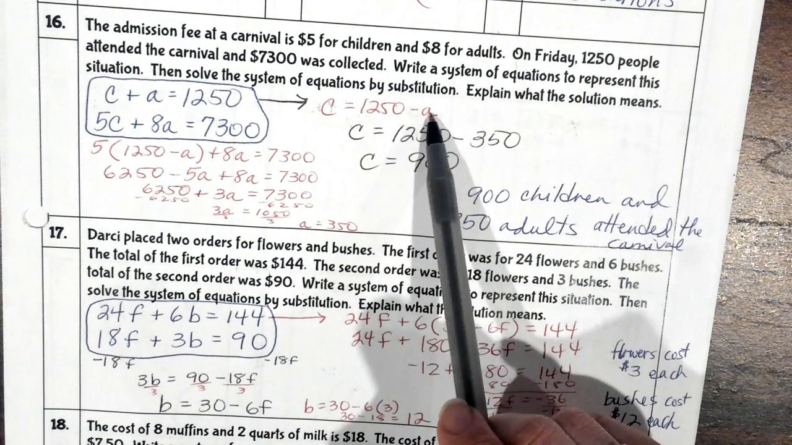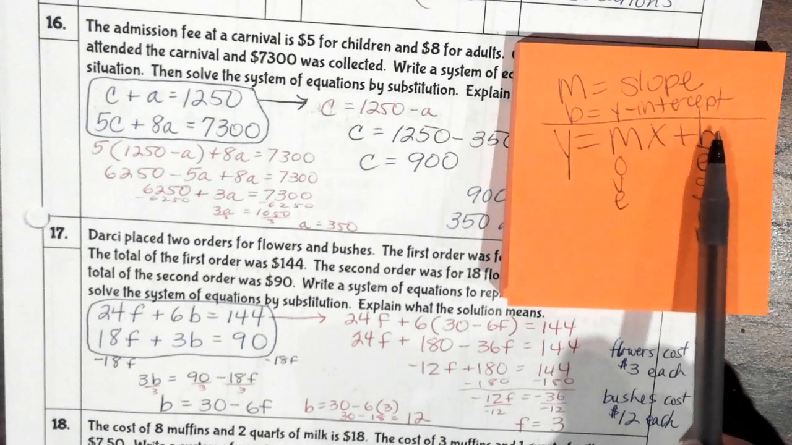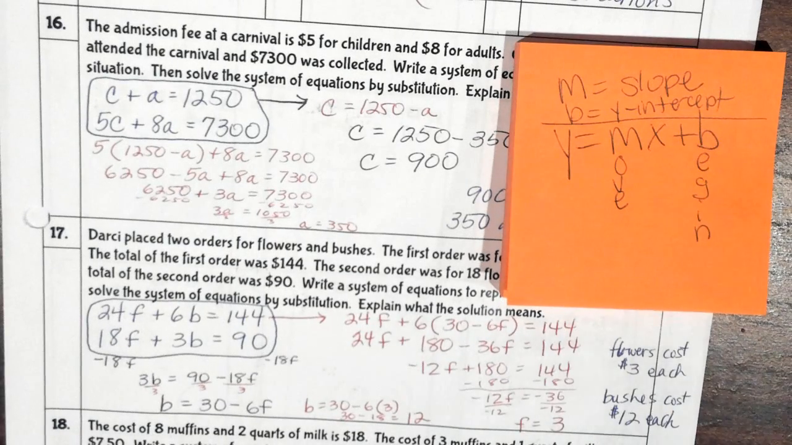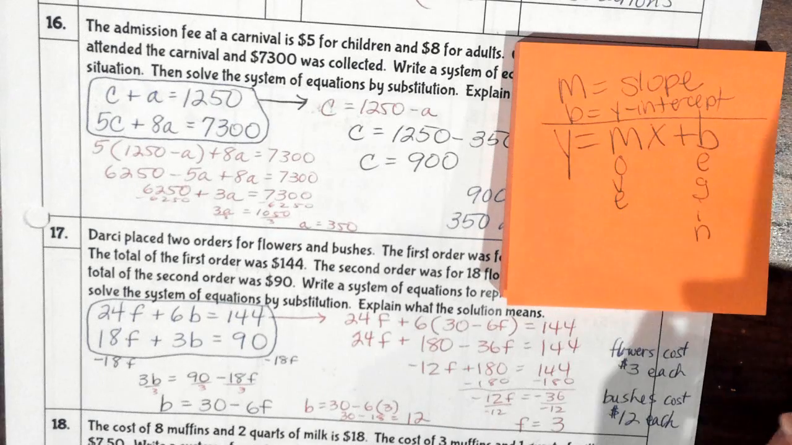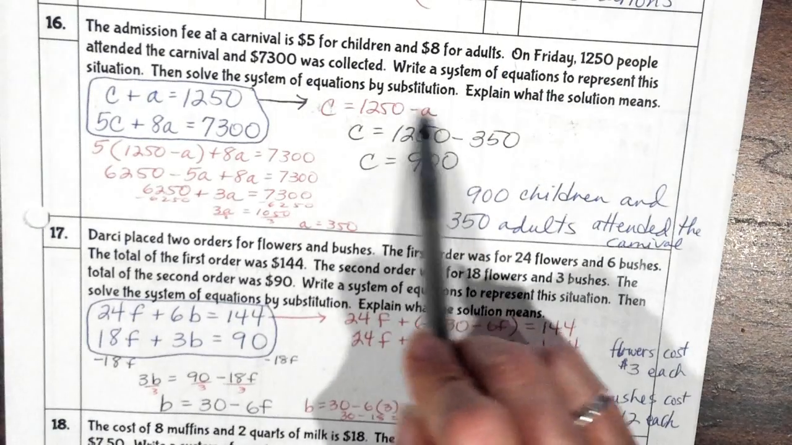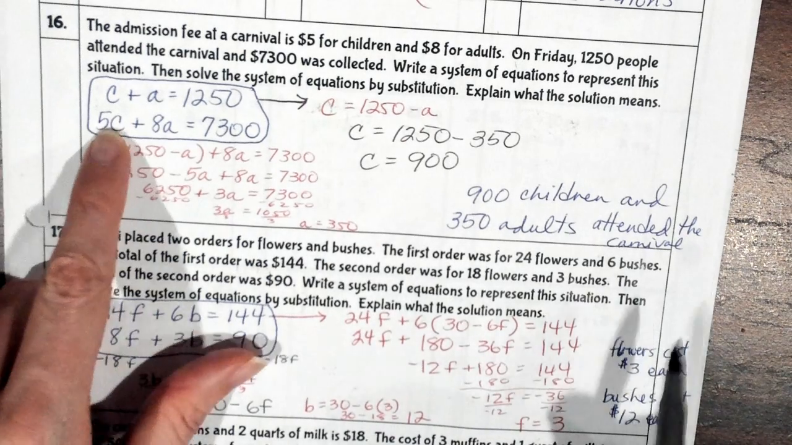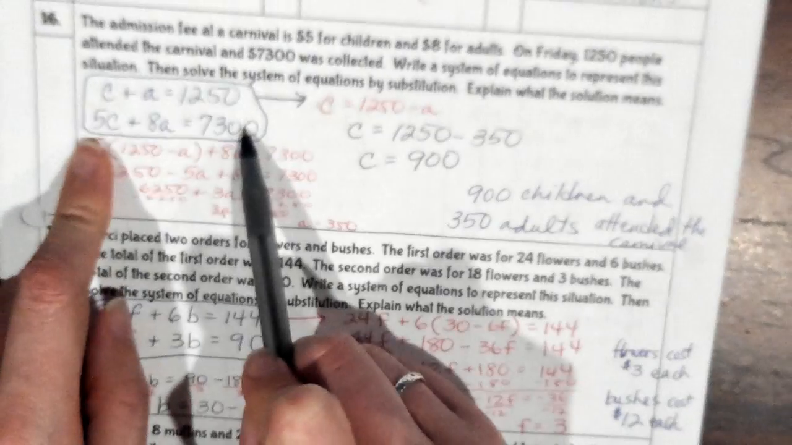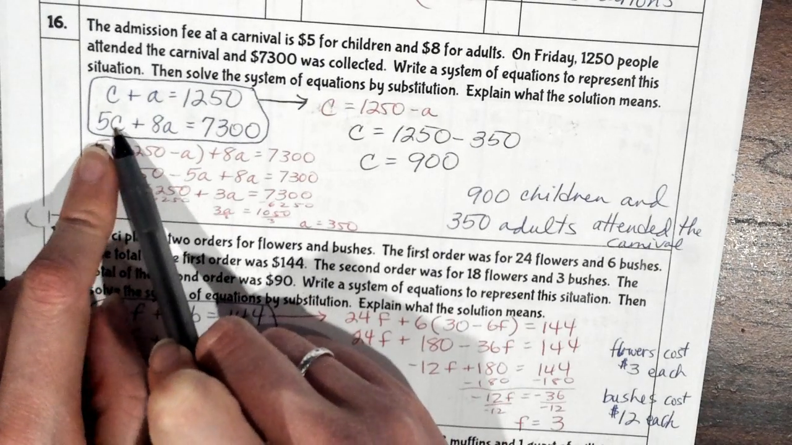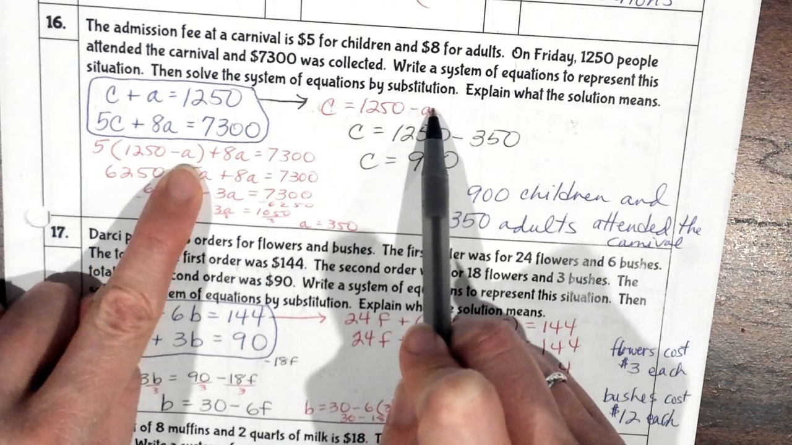Since we're not graphing, it does not matter if my variable is first and my constant is last. If you like to keep it that way, fantastic. You would have had negative A plus 1,250. But since we're not graphing, it really doesn't matter on the order. So then what I did is I rewrote this, but instead of C, I put the quantity 1,250 minus A.